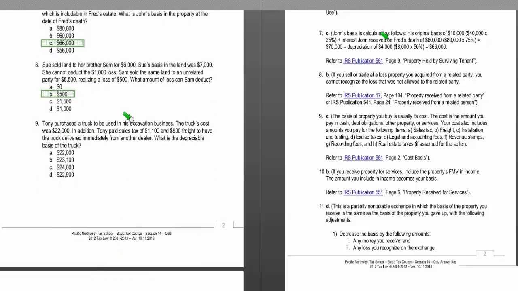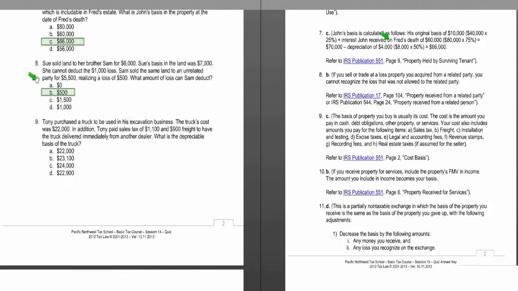Moving on to question number 8. Sue sold land to her brother Sam for $6,000. Her basis in the land was $7,000. She cannot deduct the $1,000 loss. Sam sold the same land to an unrelated party for $5,500, realizing a loss of $500. How much of the loss can Sam deduct? And you can see that the answer here is $500.